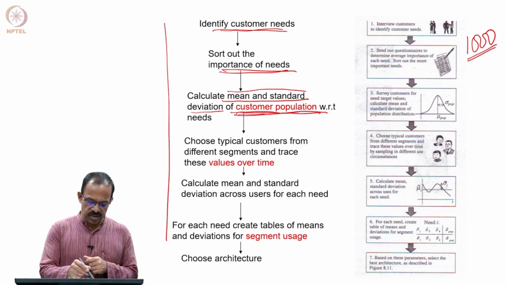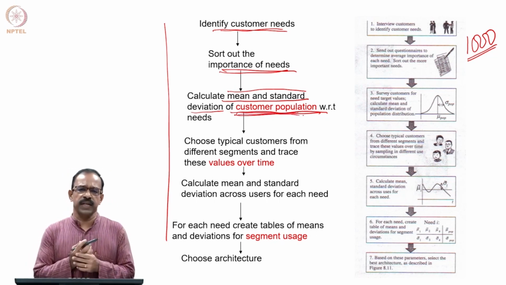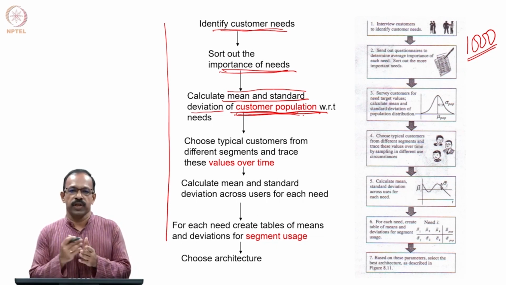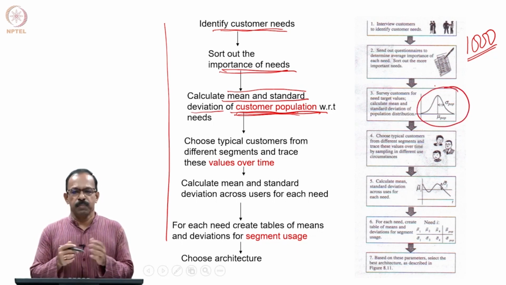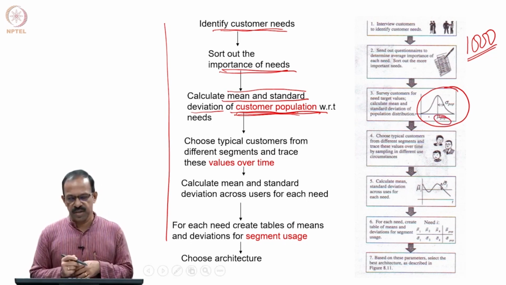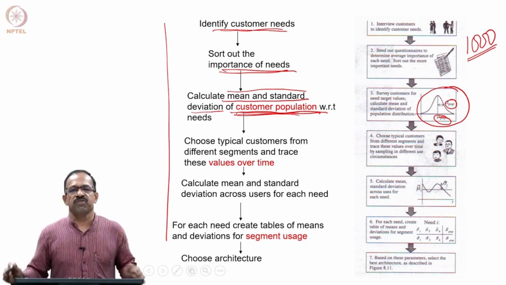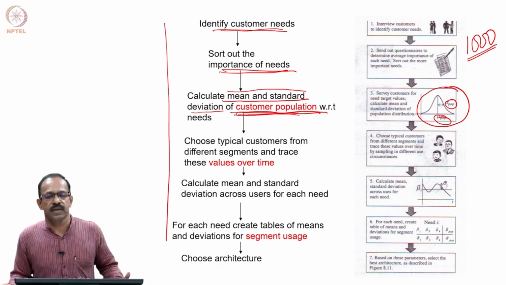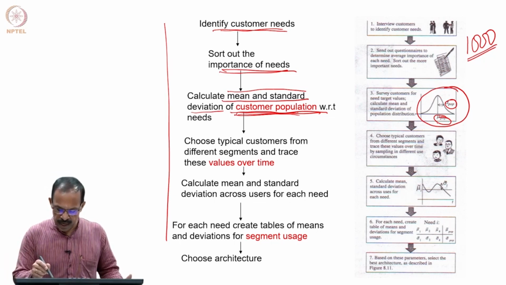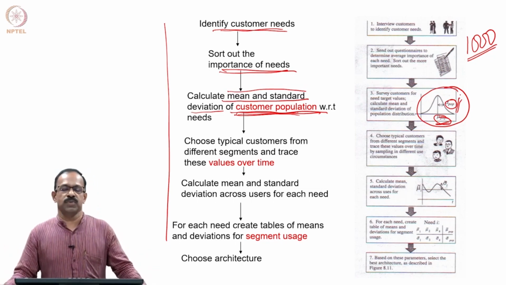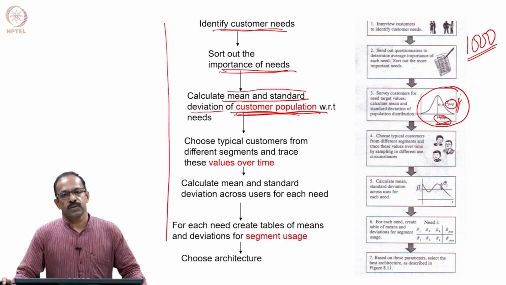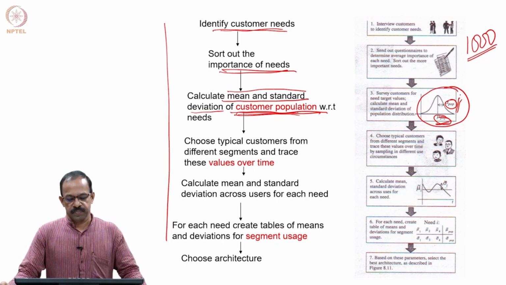So, get a customer population distribution. Normally when you take a distribution, we can assume it to be following a normal distribution. So, we will be getting something like this kind of a distribution. We will be having a mean value, the mean of the population, and then a sigma, that is the standard deviation of that particular need. So, for every need you will be able to find out a mean value and a standard deviation. That is for the whole population. If there are 1000 customers you want to survey, for all the 1000 customers you try to find out the mean and standard deviation for each need.